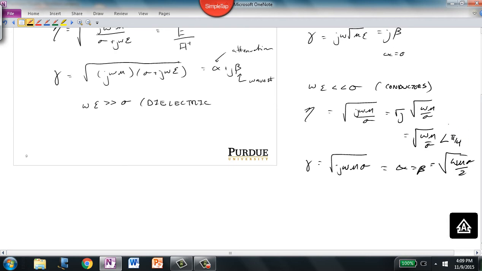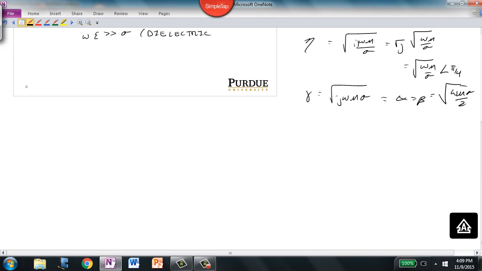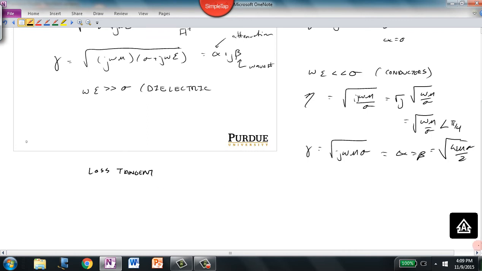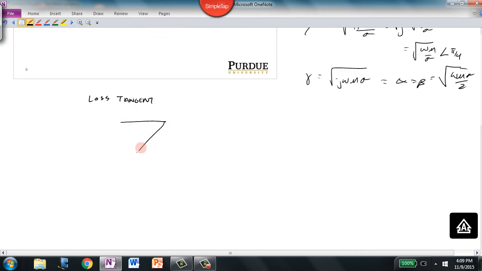And we've developed a simple way to determine whether a material is a dielectric or a conductor at a certain frequency, and we call that loss tangent. What loss tangent does is it just numerically compares the omega epsilon product to sigma. And we do that by drawing a little triangle. Call that angle theta. The opposite side of the angle is the conductivity of the material, and the adjacent side of the triangle is the product of angular frequency and electric permittivity.